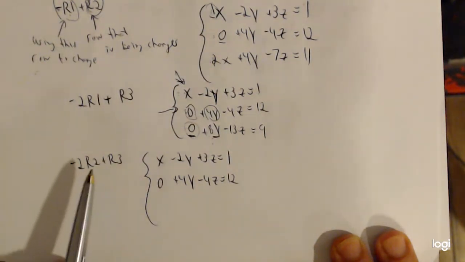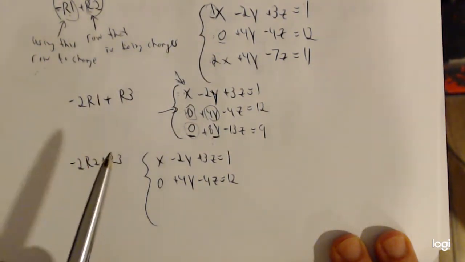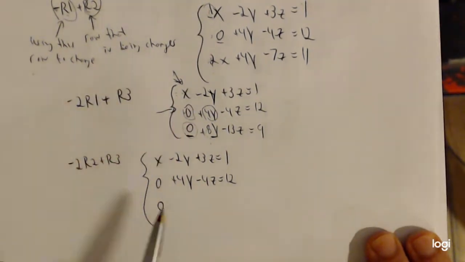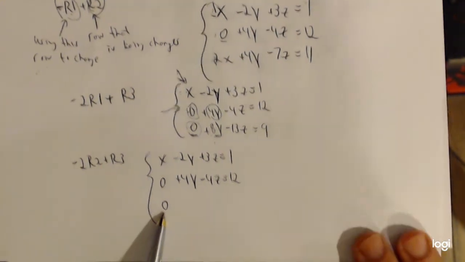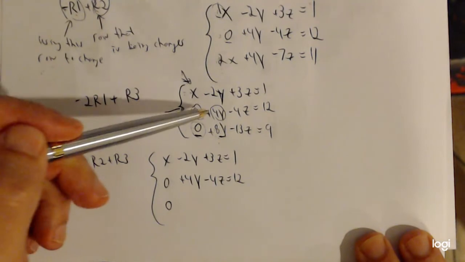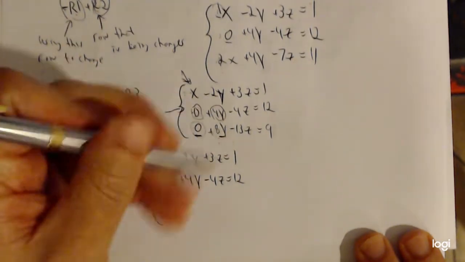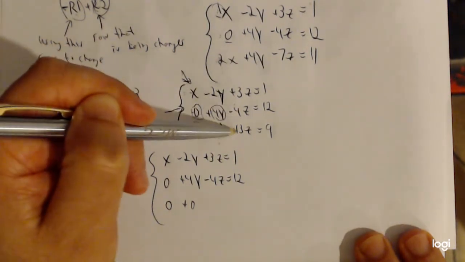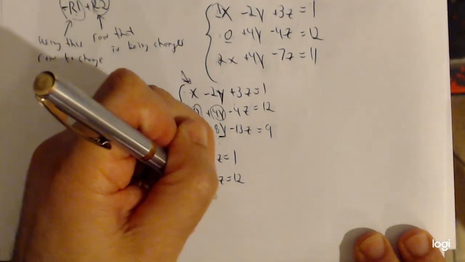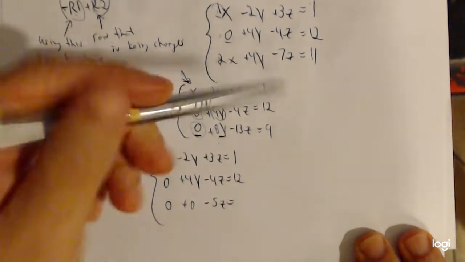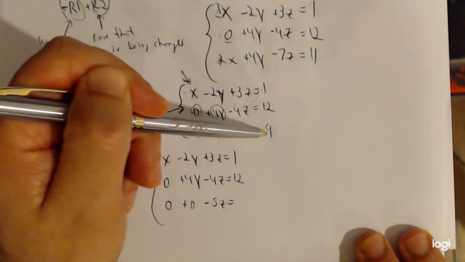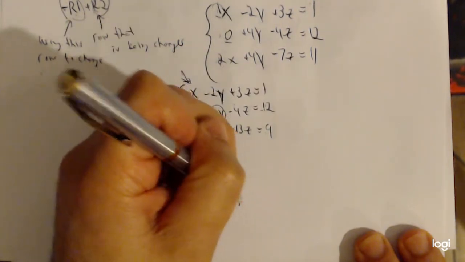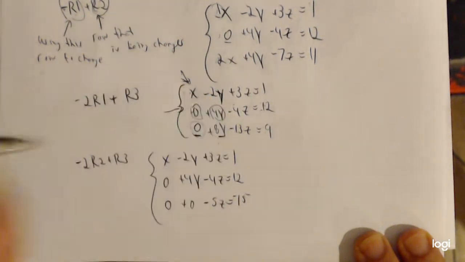Now, here's where we take negative 2 times row 2. Look at how nice this is. Negative 2 times 0 is 0, plus 0 stays 0, which notice how we kept as a 0, and that's crucial. We want that to be the case. Then negative 2 times 4y is negative 8y plus 8y. That's another 0. And then negative 2 times negative 4z is 8z minus 13z, that becomes minus 5z equals negative 2 times 12 is negative 24 plus 9, which is negative 15.